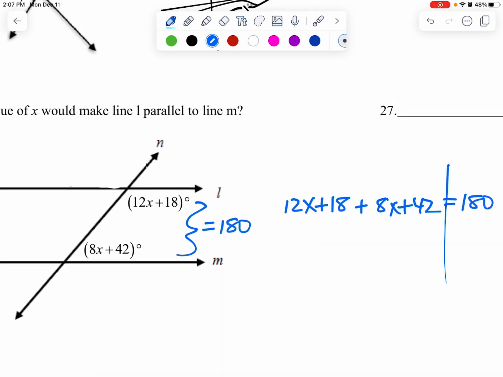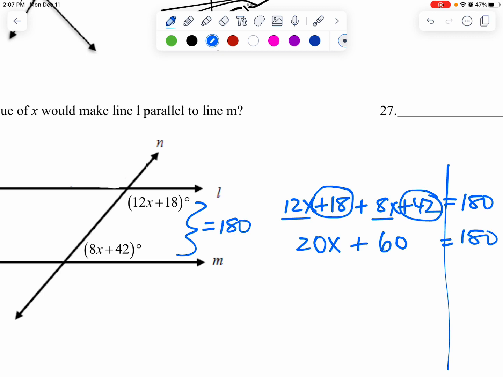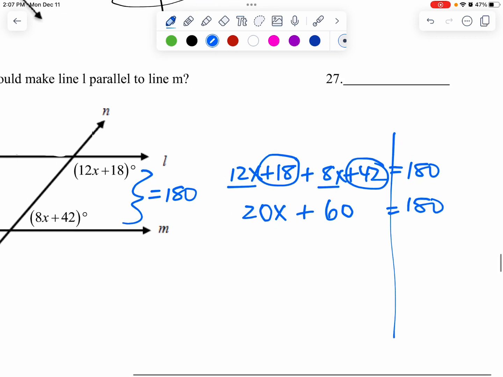So I'm going to combine some like terms. I have 12x and 8x that are on the same side that I can combine. Positive 12 and positive 8 makes 20. I'm also going to combine my positive 18 and my positive 42, which makes, I believe, 60. And I still have 180 on this side. Now I'm going to try and get my x by itself. So I'm going to subtract 60 from both sides. And I've got 20x over here, and on this side I have 120.